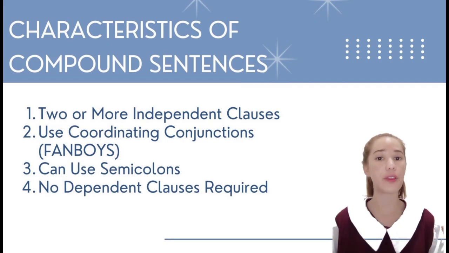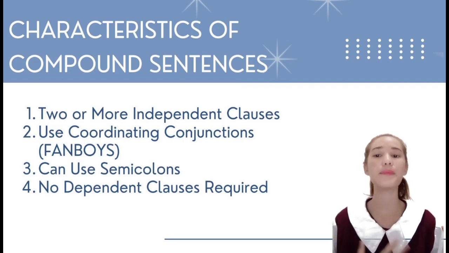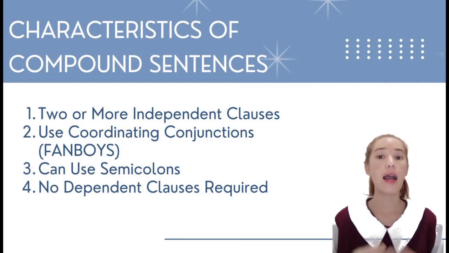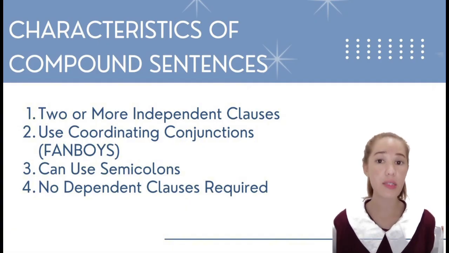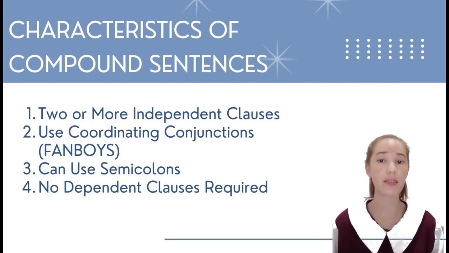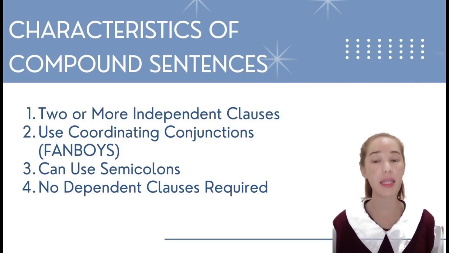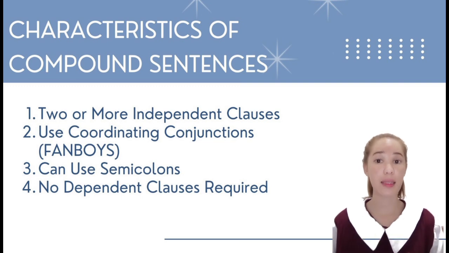Before we dive into the characteristics, let me briefly explain what a compound sentence is. A compound sentence is a sentence that contains two or more independent clauses that are connected together. An independent clause is a group of words that has both a subject and a verb. It can stand alone as a complete sentence because it expresses a complete thought.